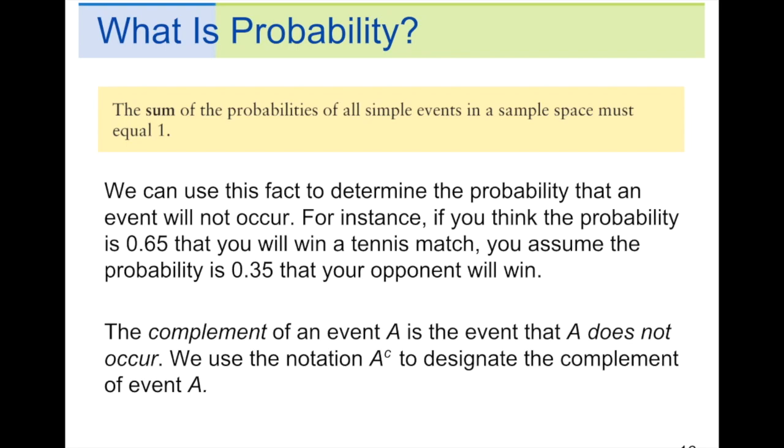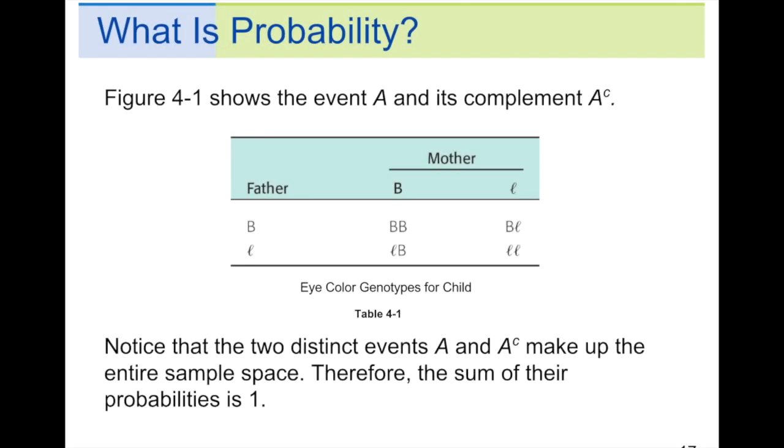The complement of an event A is the event that A does not occur. So we use the notation A^C to designate the complement of event A. Notice that the 2 distinct events A and A^C make up the entire sample space. Therefore, the sum of their probabilities is 1.